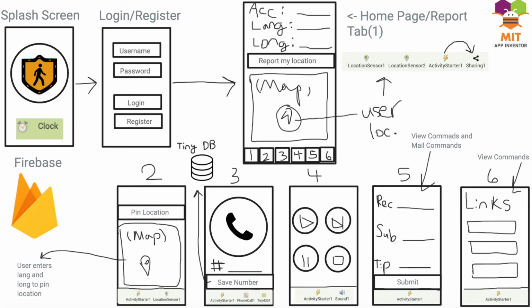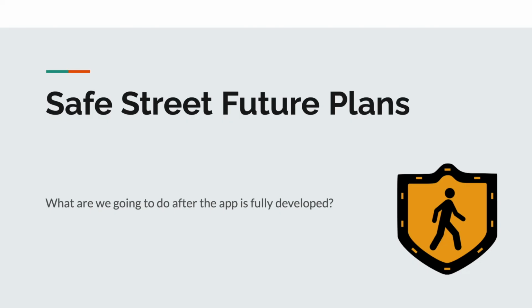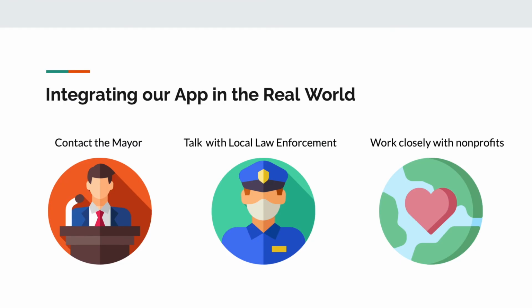So what are we going to do after our app is fully developed? Our first step would be to integrate our app into the real world. We plan to contact the Mayor of Hagerstown to see if we're allowed to test the app in the community and talk with law enforcement about the best way of sending emergency info to them. Also, we plan to closely work with local nonprofit organizations that deal with street safety.